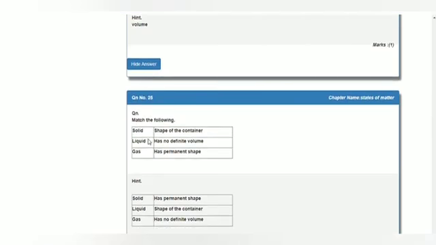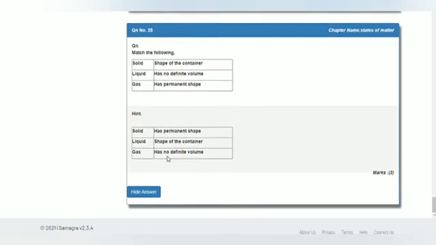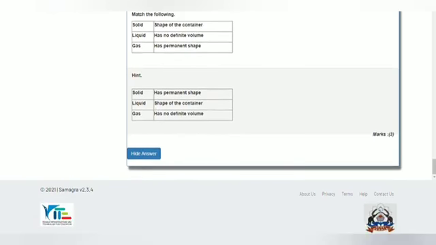Question number 25. Match the following. Solid, liquid and gas are given, and next some reasons are given. You have to match them. So we know solid has a permanent shape, liquid takes the shape of the container, and gas has no definite volume.